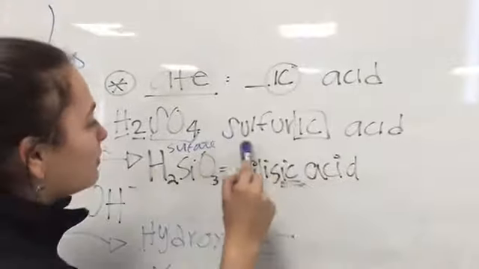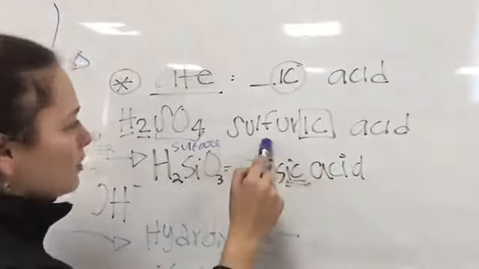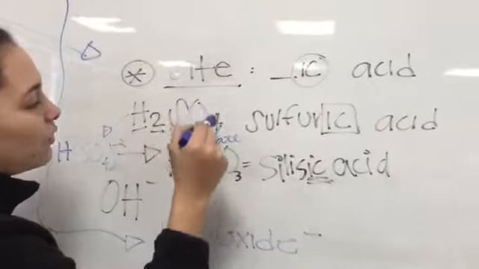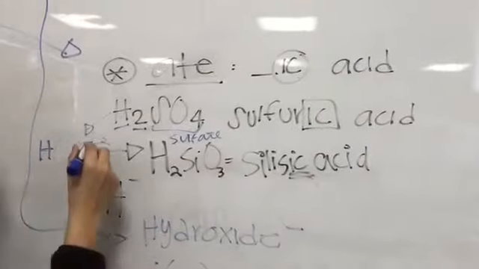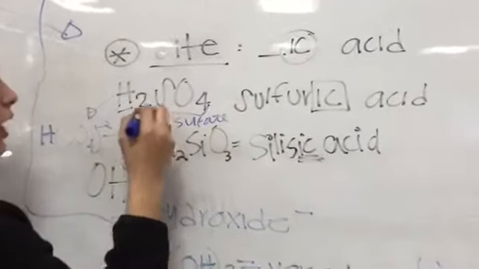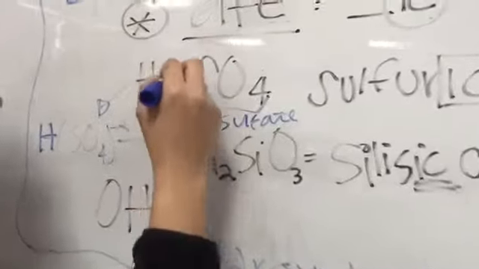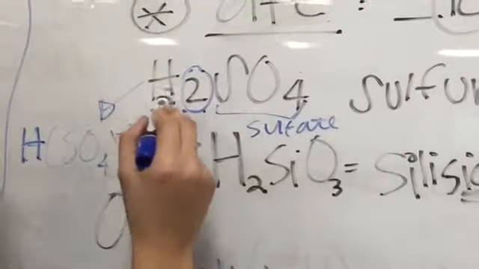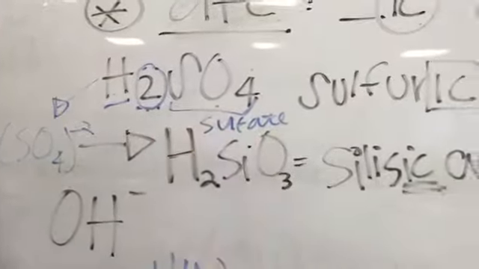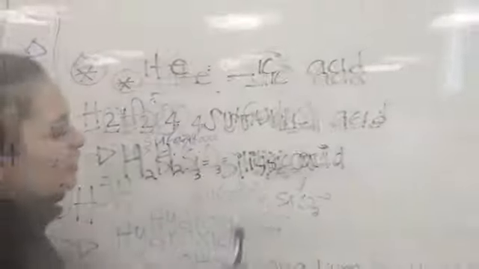So you have sulfuric, which is sulfate. Sulfate is SO4 and it has a charge of -2. That's why the hydrogen has 2. So it's hydrogen 2 sulfate.